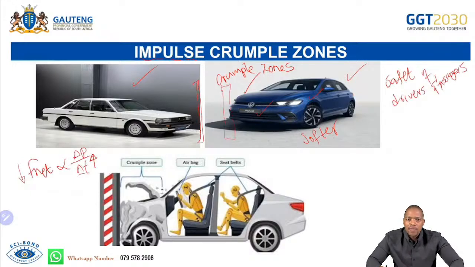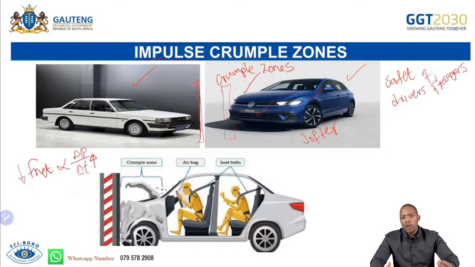Crumple zones are safety features in cars. Crumple zones are there to protect the drivers. They are there to protect the passengers. They are there to eliminate or decrease the amount of fatal injuries that are experienced on roads when people are involved in accidents. These cars are designed so that they must what? They must crash. As they crash, they do what? They increase the time of contact.